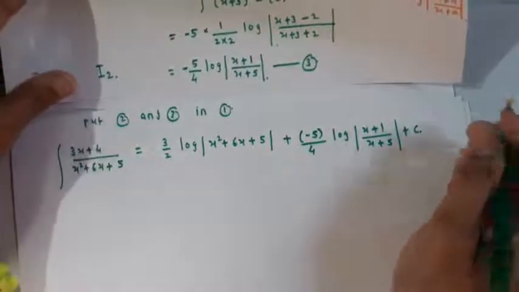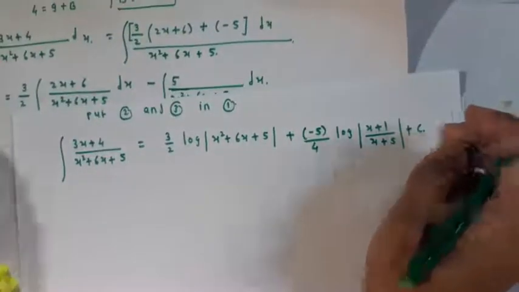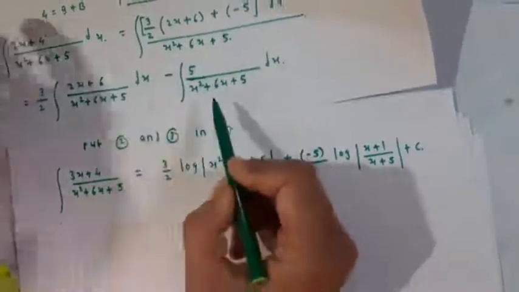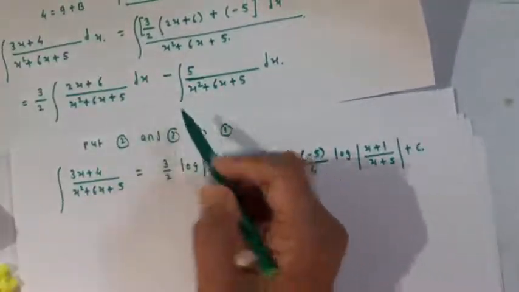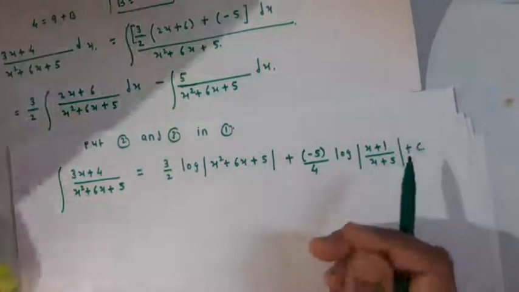See, in this way we have to solve the problem. Okay students, the value of B is negative, that's why the integration will be of the type I1 minus I2, and in this way this is the solution.